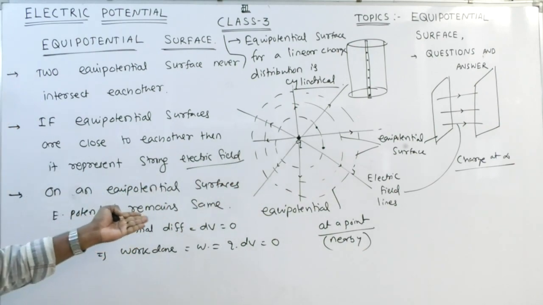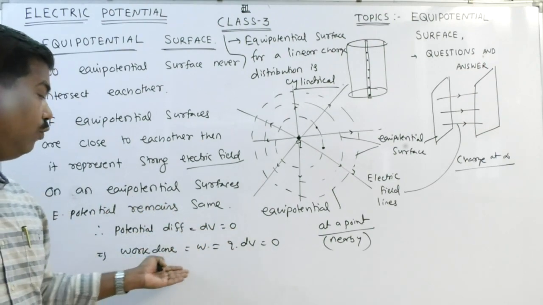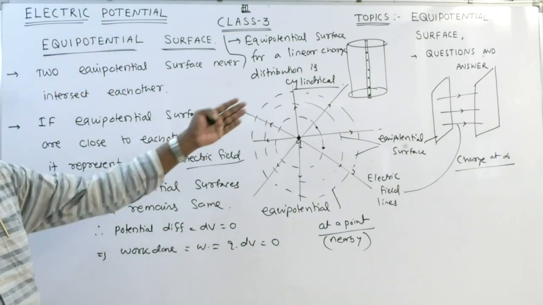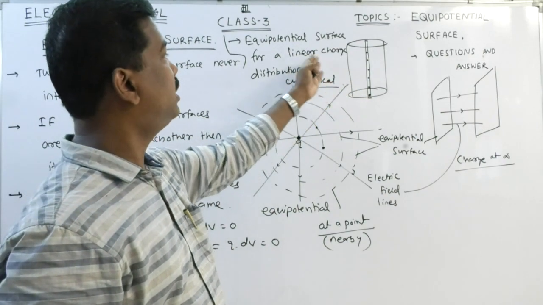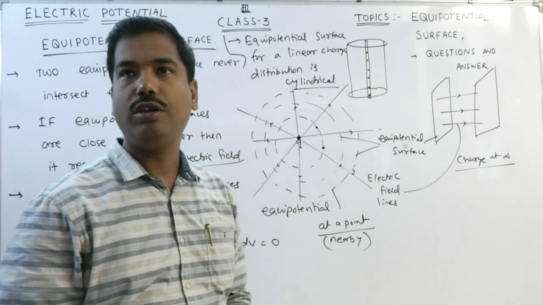Five. On an equipotential surface, the potential remains constant, the potential difference is zero, hence work done is zero. That is, no work is done. Then, at last we conclude that equipotential surfaces for a linear charge distribution are cylindrical. Clear?